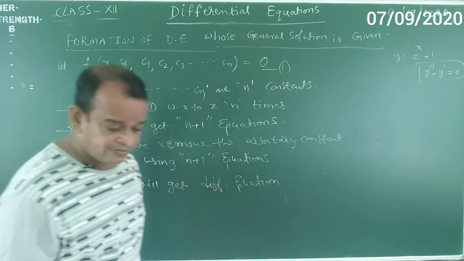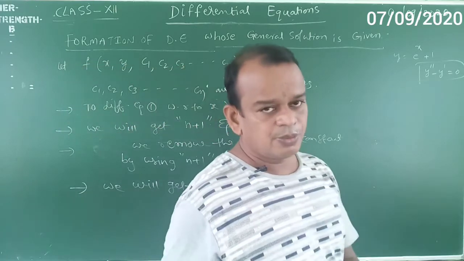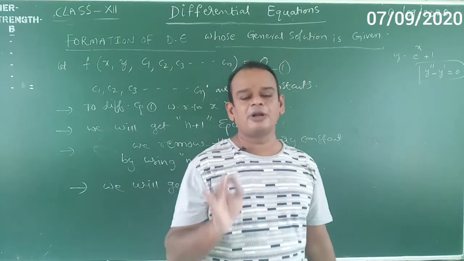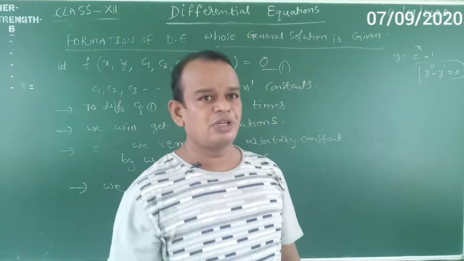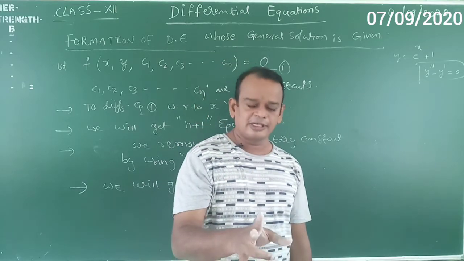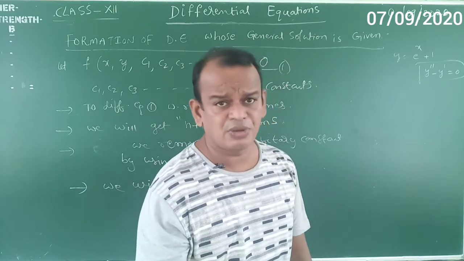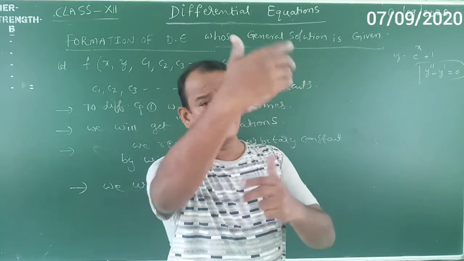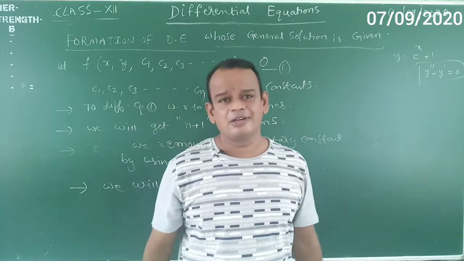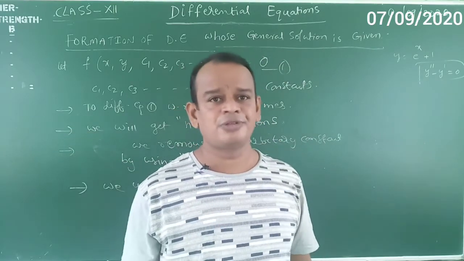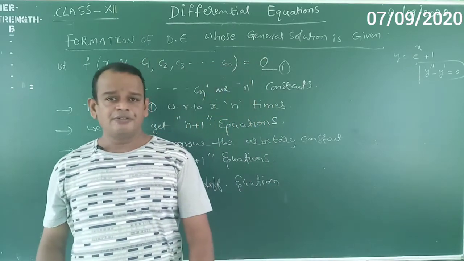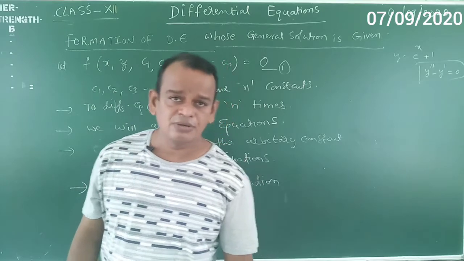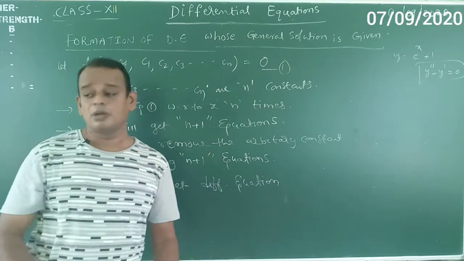What is the process? First, you take the given equation. First, your concentration is on how many arbitrary constants are there. One arbitrary constant is one time differentiation only. Two arbitrary constants are two times differentiation, plus given equation 1. By three equations we will remove the arbitrary constants, my dear students. Don't confuse. If three arbitrary constants are given, compulsorily we will do the differentiation three times. Okay, we are going to some problems.